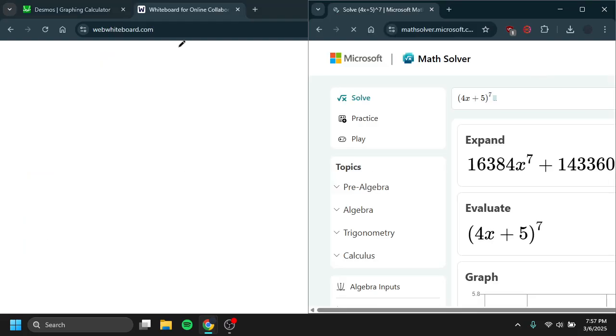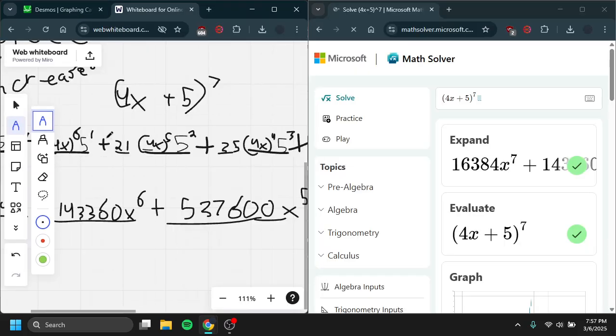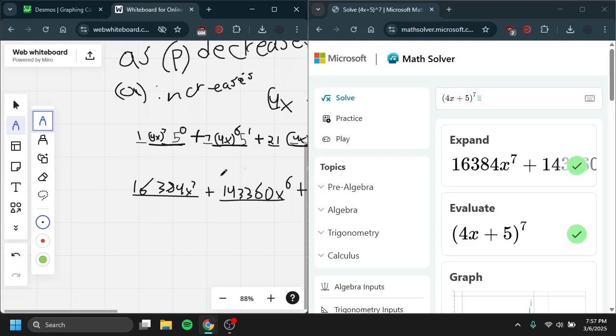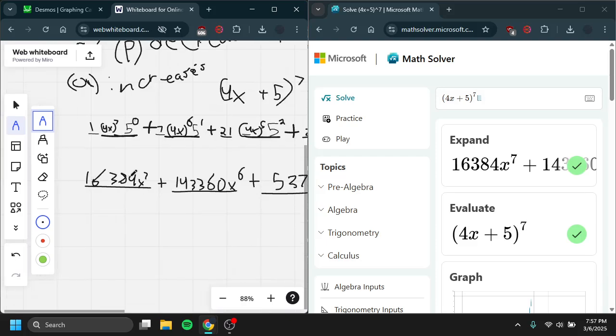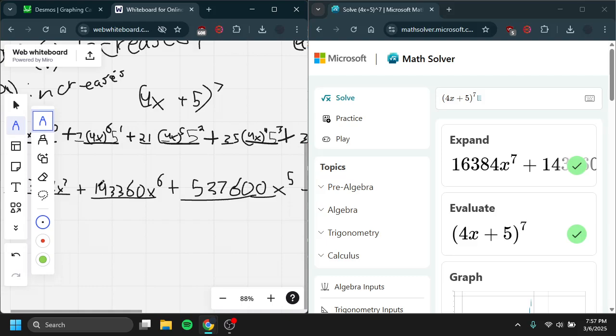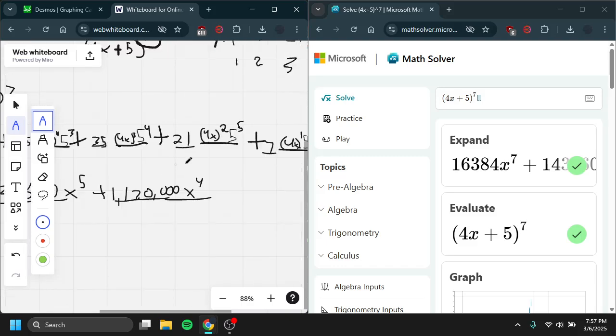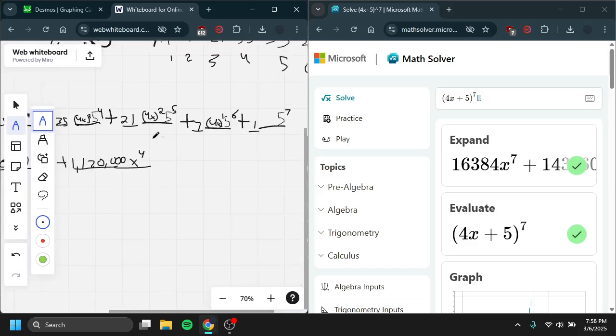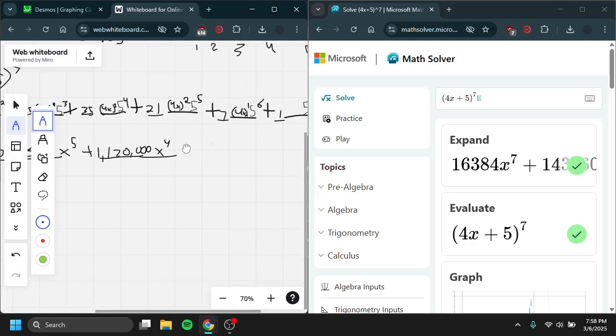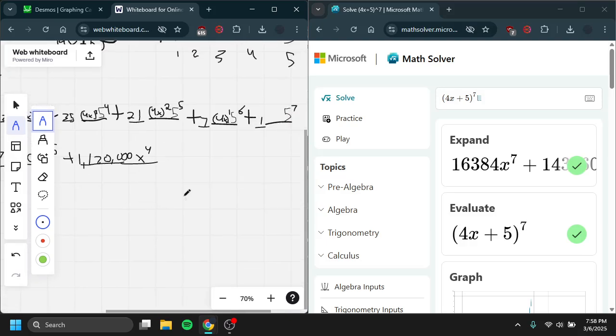Let's compare answers very quickly. 16,384 x to the 7th, 143,000 something. Looks like all the answers are lining up. So I could complete the example, but I can leave it off here, which I think would be better.